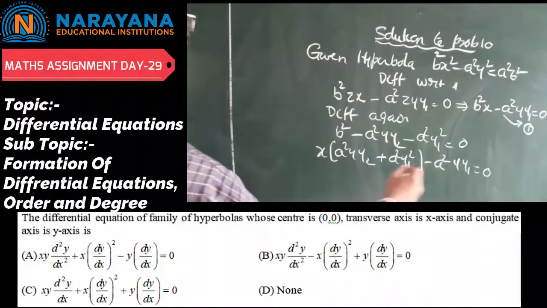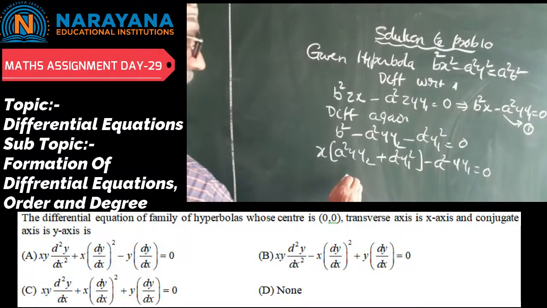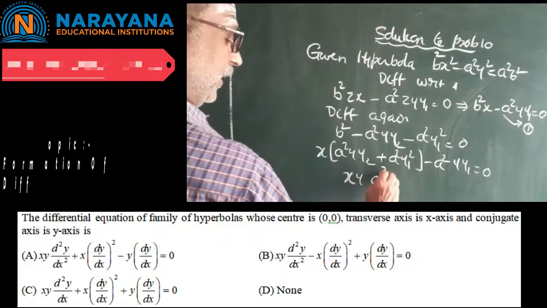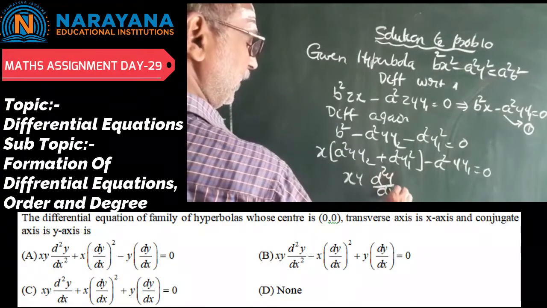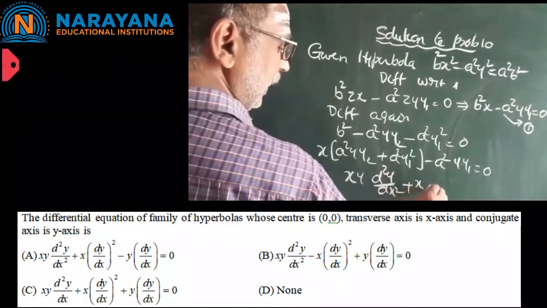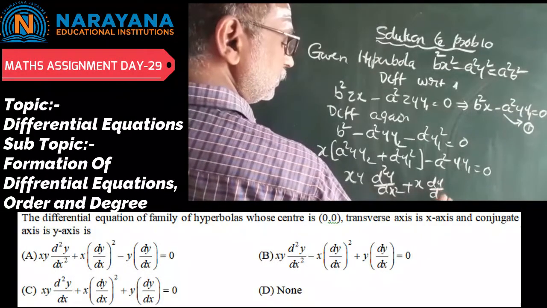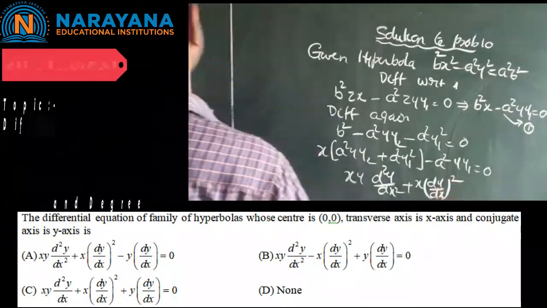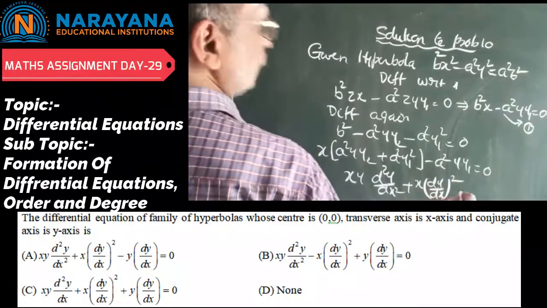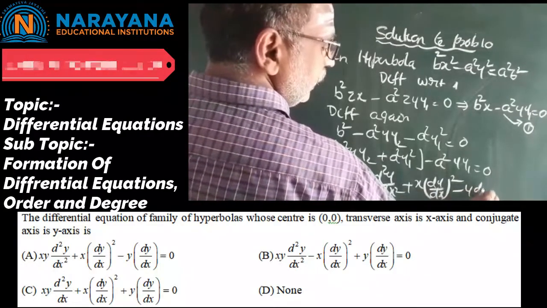So after taking a square as common factor, you can get the equation as xy into d square y by dx square, plus x into dy by dx whole square. And finally, the last term will be minus y dy by dx equal to 0.